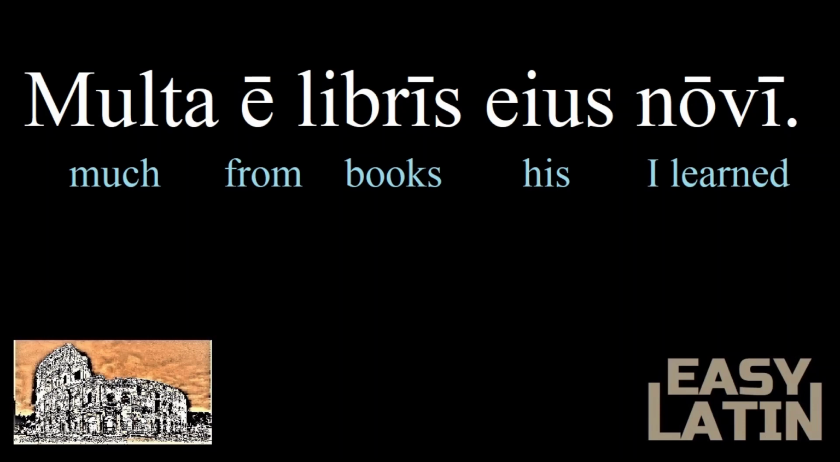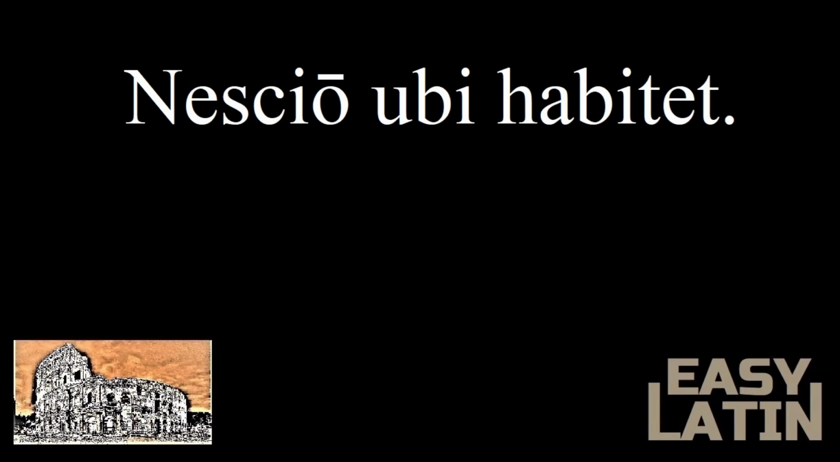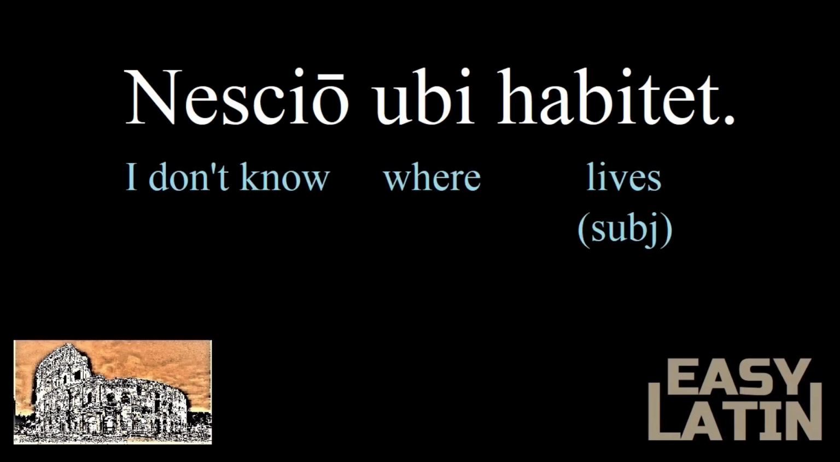Let's return to scio now, which has the following negative version. Nescio ubi habitet. I don't know where he or she lives. We have to use the subjunctive mood because there is doubt involved. And remember, in general, we just switch the vowel for the subjunctive mood.